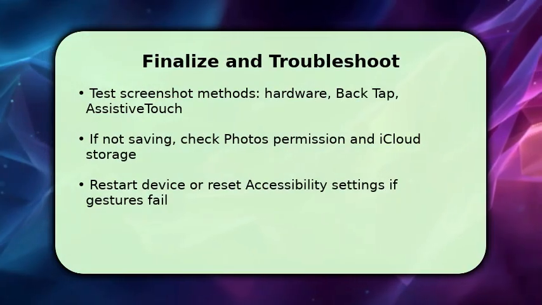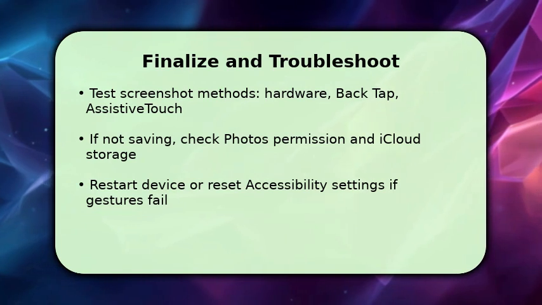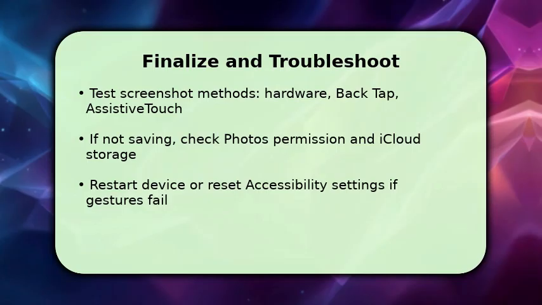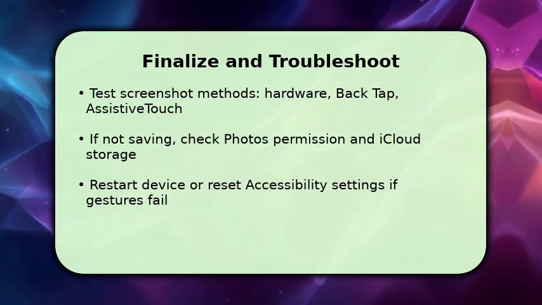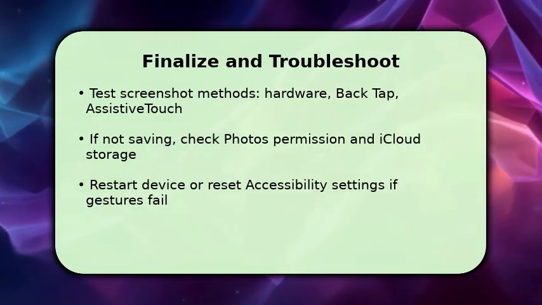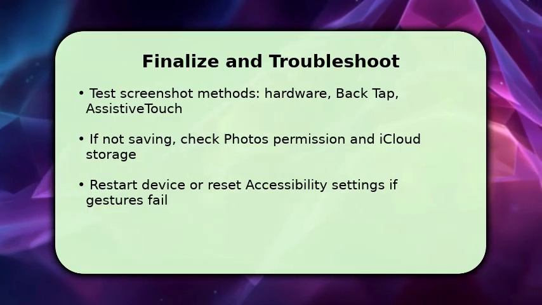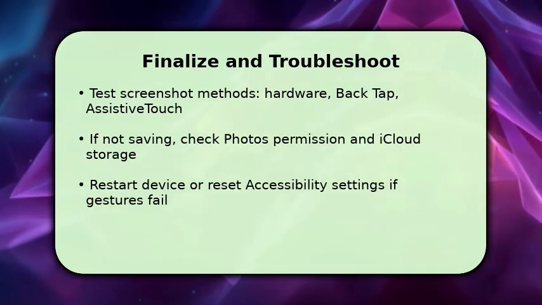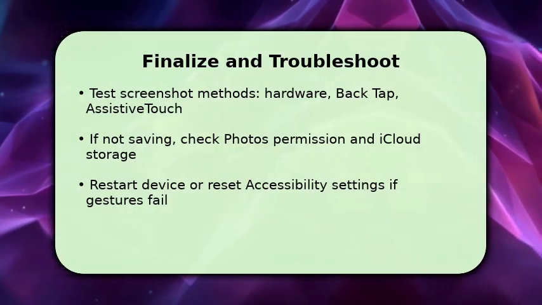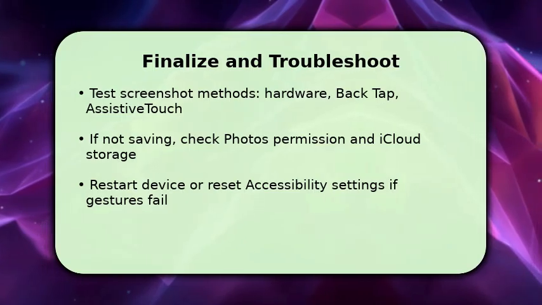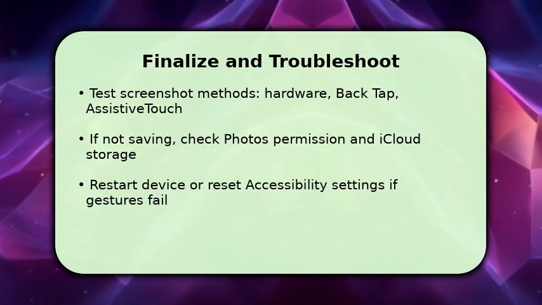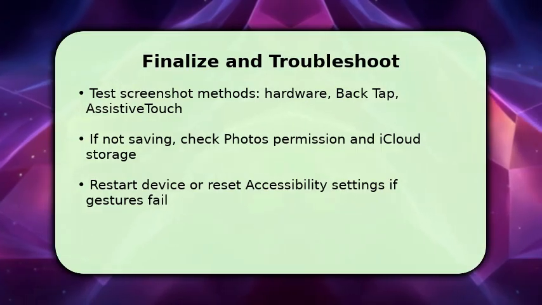Finish by testing each method. Press Side Button plus Volume Up, perform Back Tap, and use Assistive Touch. You'll see screenshots appear in the Photos app. If not, make sure Photos has necessary permissions and check iCloud storage space. If gestures aren't working, restart the iPhone to clear temporary bugs, and if issues persist, reset accessibility settings to default. This often restores misconfigured gestures. If all else fails, you can temporarily use screen recording and extract frames as a stopgap.